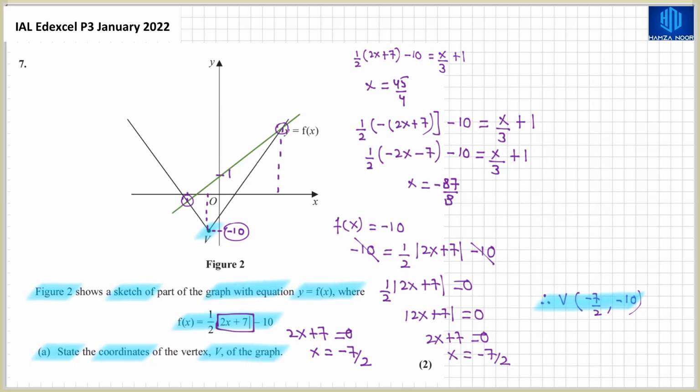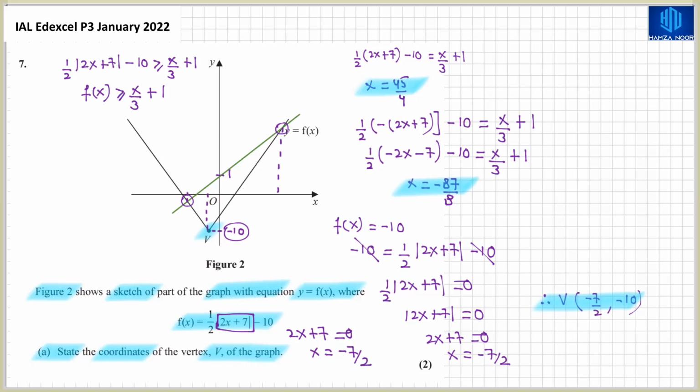So this means that when you solve the equation, one root is x is equals to 45 over 4, and the other root is x is equals to minus 87 over 8. But since we are solving the inequality, and the inequality is half multiplied by modulus of 2x plus 7 and then minus 10, this whole thing is greater than or equals to x over 3 plus 1. And as we have the graph of the modulus function, which is f(x), we are going to say that f(x) is greater than or equals to x over 3 plus 1.